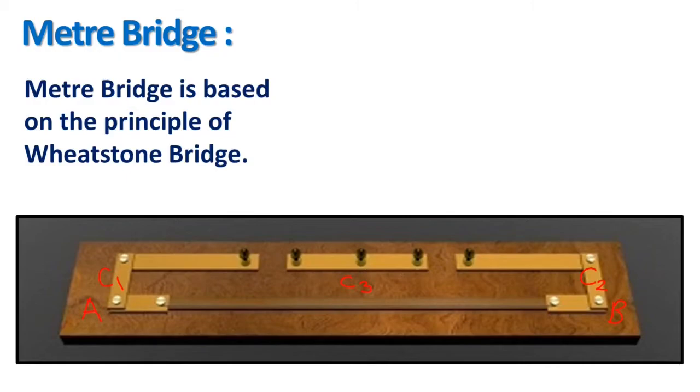These 3 strips are fixed here so that gaps are formed around the middle strip. This is called the left gap. This is called the right gap. As the length of the wire used is 1 meter, it is known as the meter bridge.